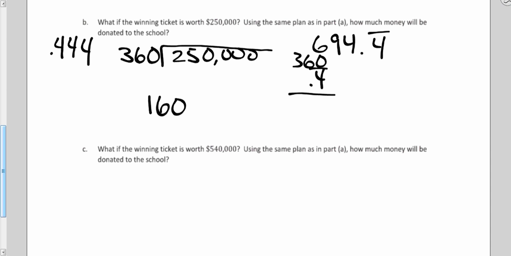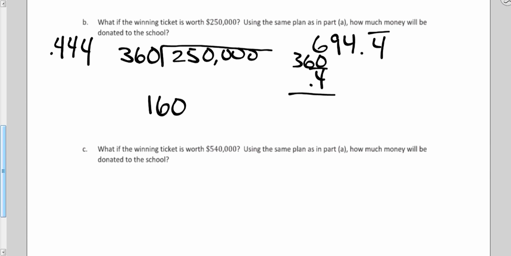Or take the 540,000, divide it by 360, and whatever the remainder is, the 0.444 or whatever, multiply that by 360 and you got your answer. What's your answer? No money. The high school gets nothing.